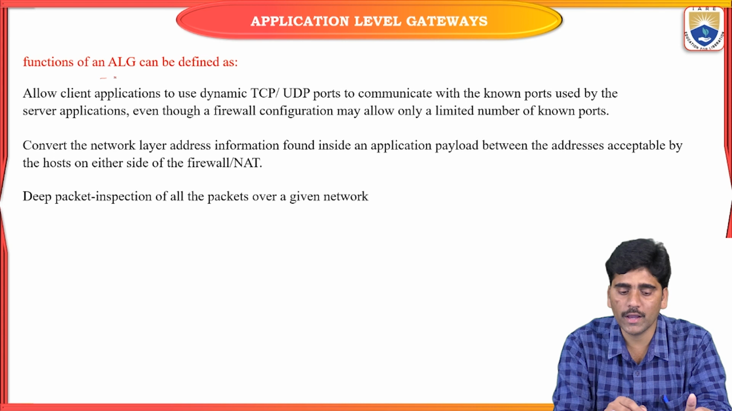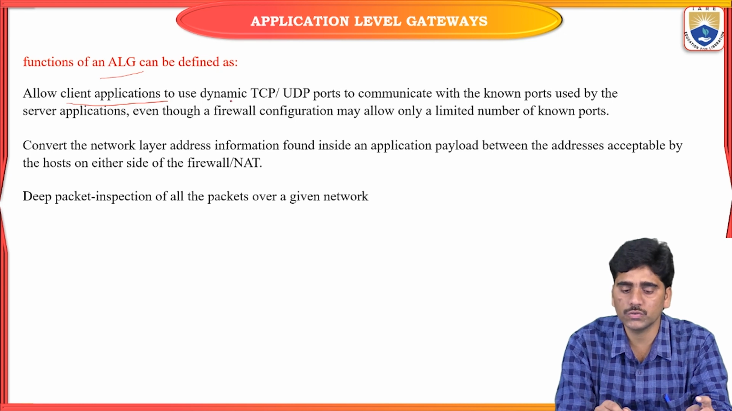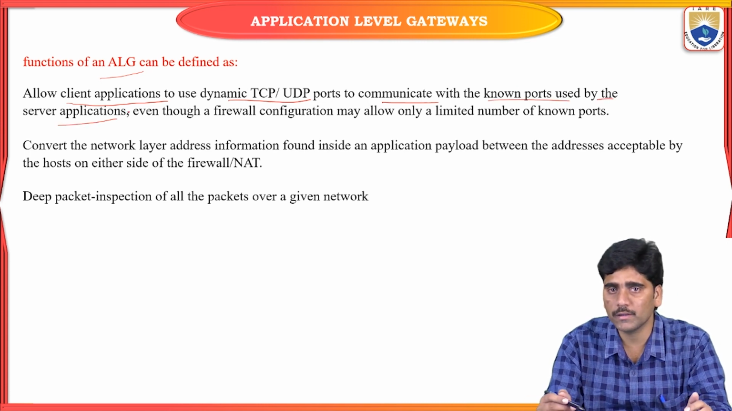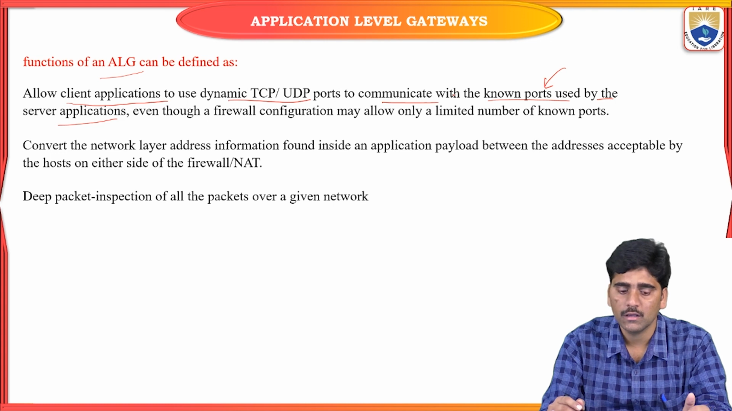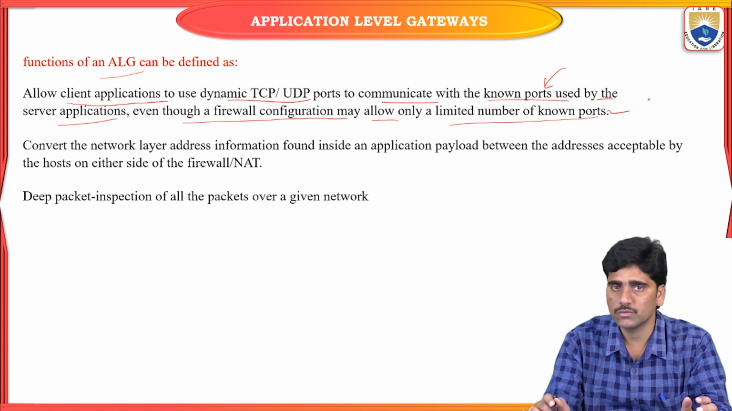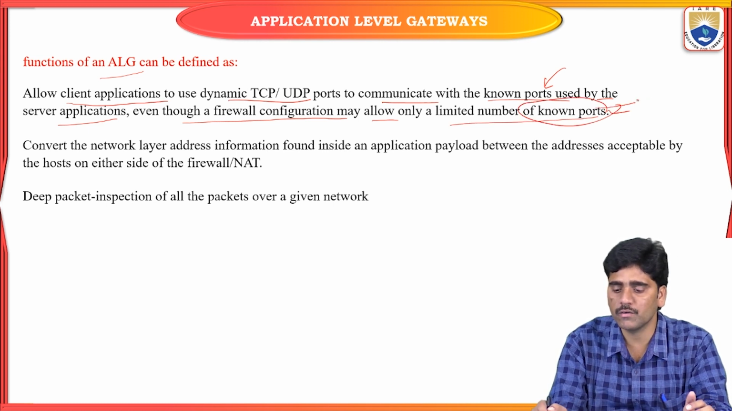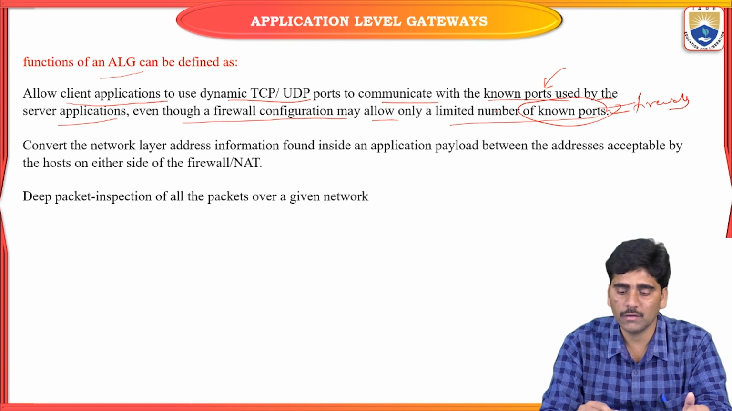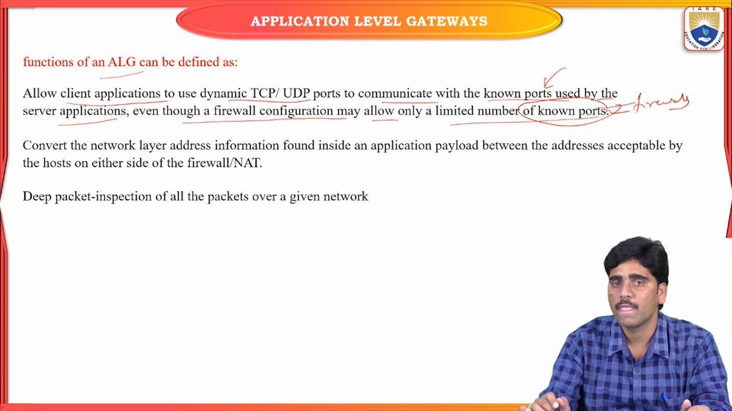The functions of an application level gateway can be defined as follows. It allows client applications to use dynamic TCP or UDP ports to communicate with the known ports used by the server application. The application server always has to understand whether the ports utilized by the client systems are trusted or not. Even though a firewall configuration may allow only a limited number of known ports, it can forward those to the application level gateways. But the application level gateways communicate with them by intercepting all the messages to check whether they are trusted or not.